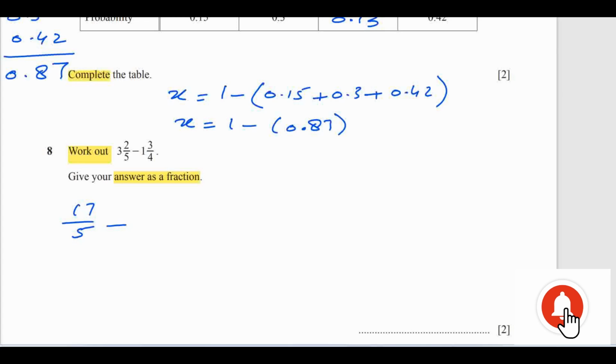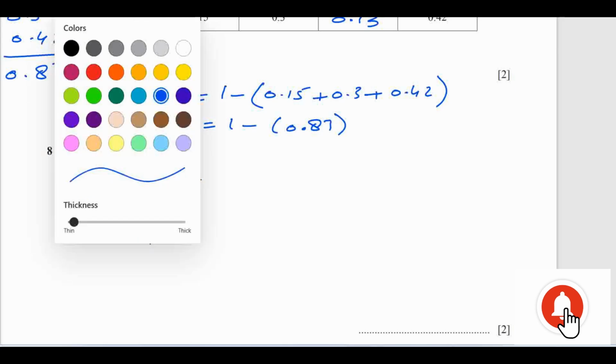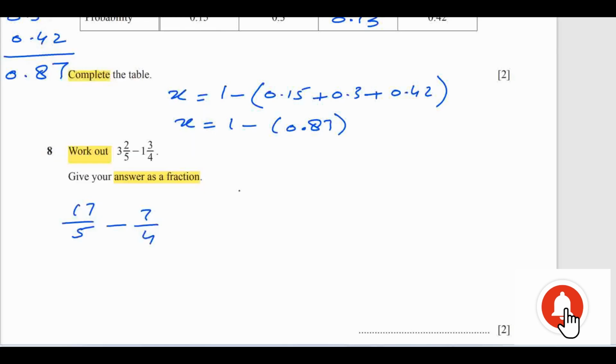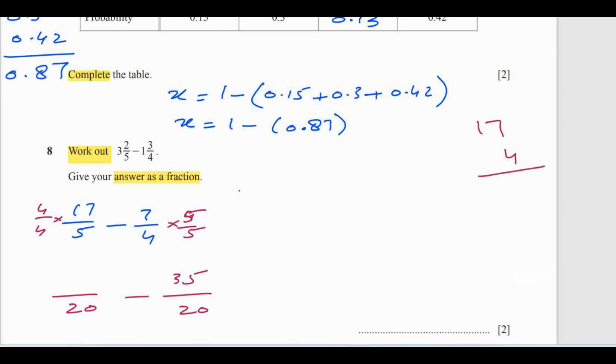is 7 by 4. Now to make the denominators the same, what will we do? We have to multiply it by 4 by 4, then 5 by 5, so this will be equal to 20 minus 20. In the denominator what will it be, 7 5s are 35, and here 4 into 17, 7 4s are 28, 4 1s are 4, and 6, so 68.